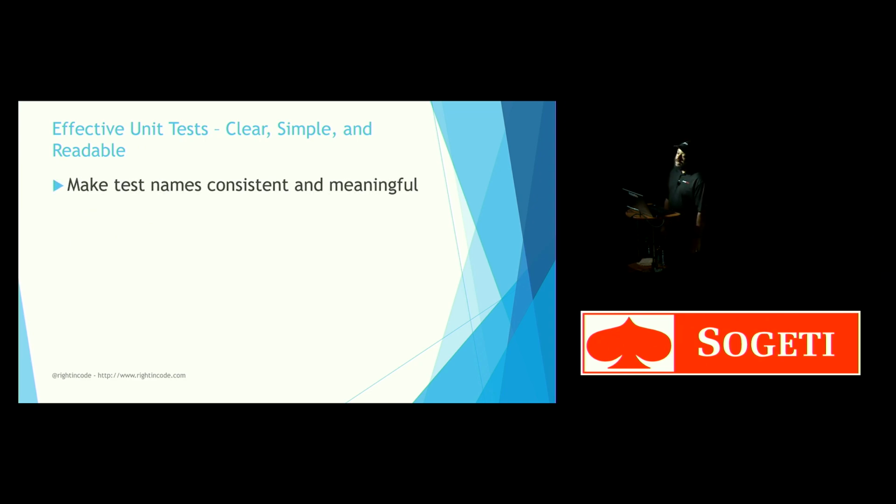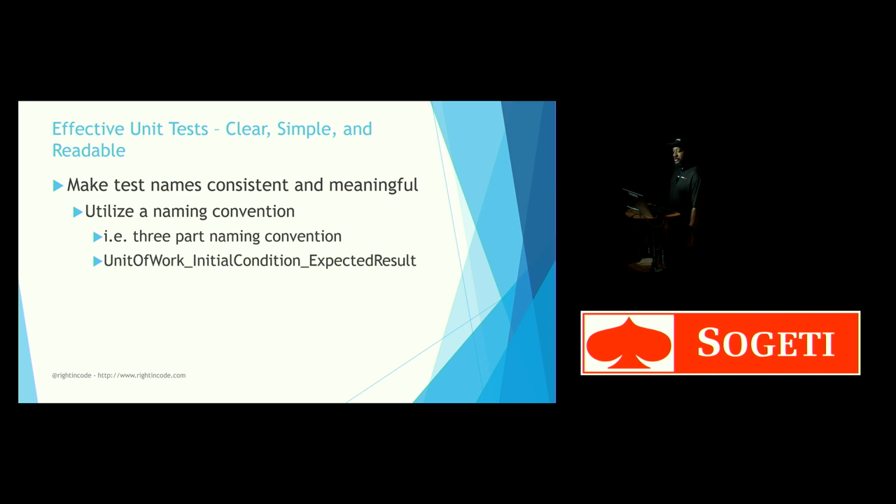First of all, we should make our test names consistent and meaningful. Utilize a naming convention. It's pretty simple, right? For example, a three-part naming convention is what I try to subscribe to. And here's an example. The first part of the name is the unit of work. The second part of the name is the initial condition. And the third part of the name is the expected result.